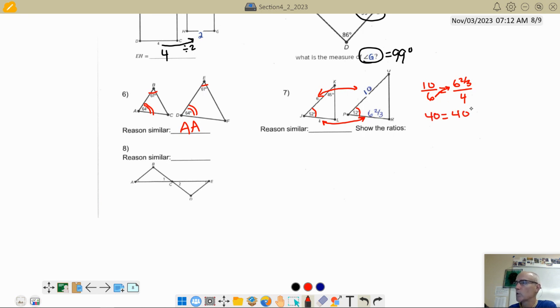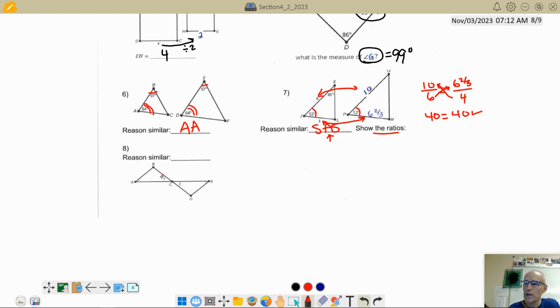So by doing this process right here, we're showing that the proportion is the true proportion, that the ratio on the left equals the ratio on the right. That's what I meant by show the ratios. And so what does that mean? We got a side angle side situation. A pair of sides in a certain ratio, another pair of sides in the same ratio. The included angle is equal to each other, right?